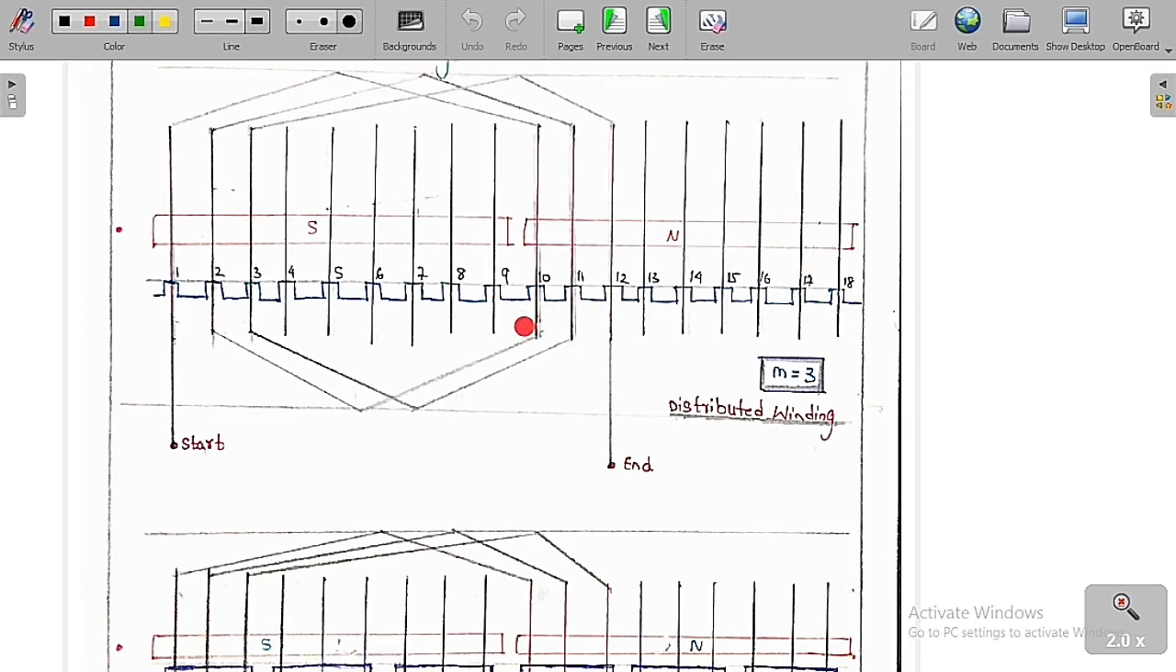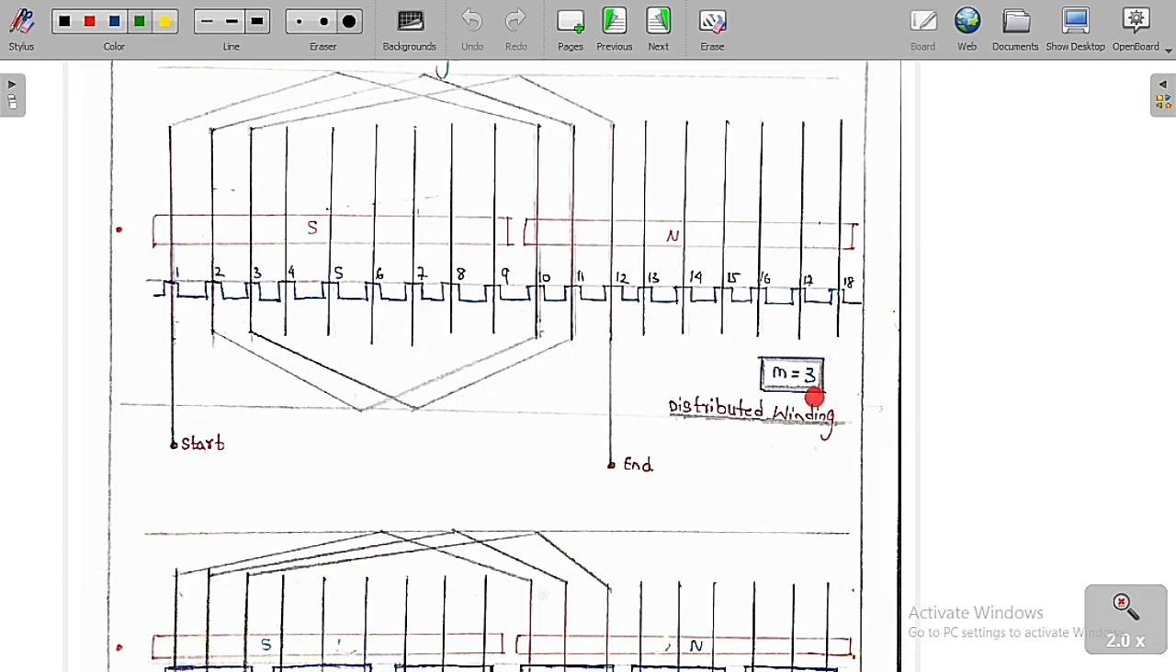I already told you, I am going to use the full pitch winding. Full pitch winding means I have to do the connection from slot 1: 1 plus 9 is equal to 10, so we go from 1 to 10. Again from 2, 2 plus 9 is equal to 11. Then from 3, 3 plus 9 is equal to 12. So this is the connection that you are going to do. This is the starting terminal and this is the ending terminal.